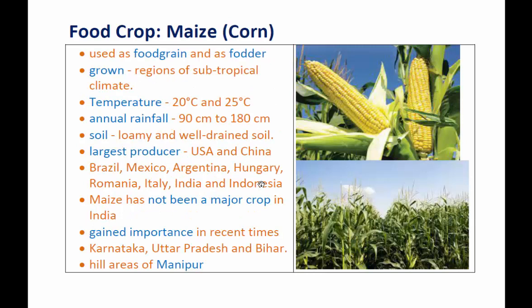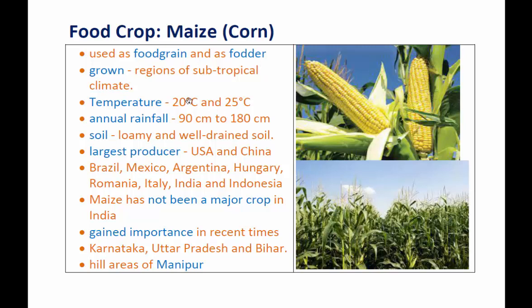So the next food crop is maize. This maize is also known as corn in the United States of America. Okay, you can see from the picture the maize plant, and they are basically used for food grain, that means for consumption by human beings, as well as used as fodder. Fodder means food for animals, cattle, goats, sheep, etc. Even the powder of this corn is used as chicken feed, so we can give it to the poultry also.